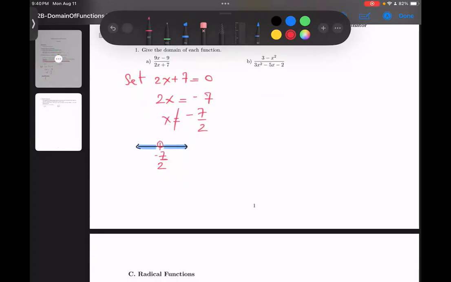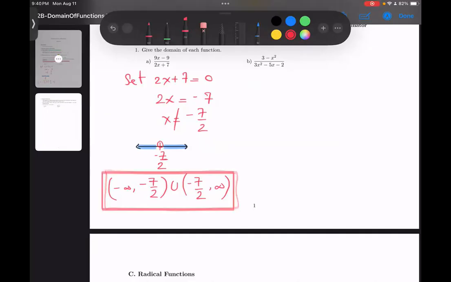And let's write it in interval notation. From negative infinity to negative 7/2, with a parenthesis, meaning we don't include negative 7/2. Union, negative 7/2, we start there again, and of course we don't include it, to infinity. If you give me interval notation like this, I'll give you extra credit on your homework, or your exam.